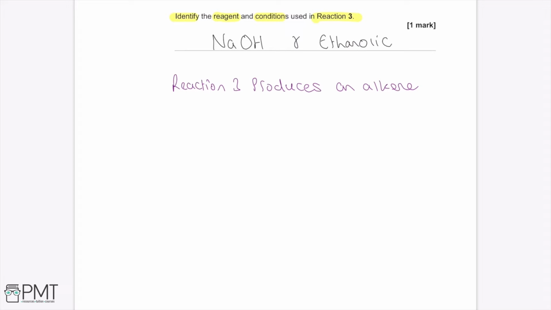For the next part, we are told to identify the reagent and conditions used in reaction 3. If we look at reaction 3, we can see that an alkene is produced. As an alkene is produced from our halogenoalkane, we know that this reaction must have occurred via elimination, and thus the conditions must be sodium hydroxide under ethanolic conditions. Both of these are needed for the 1 mark.